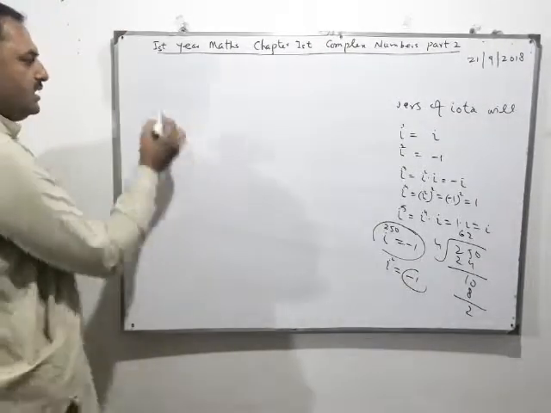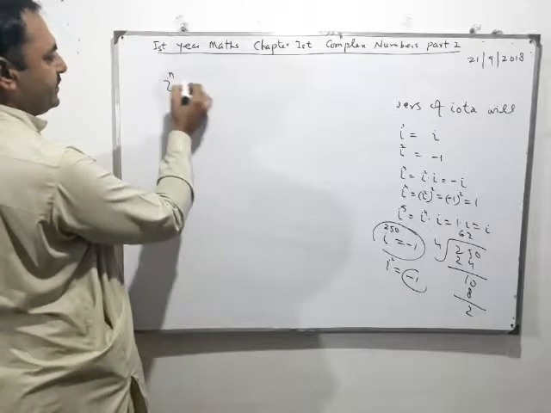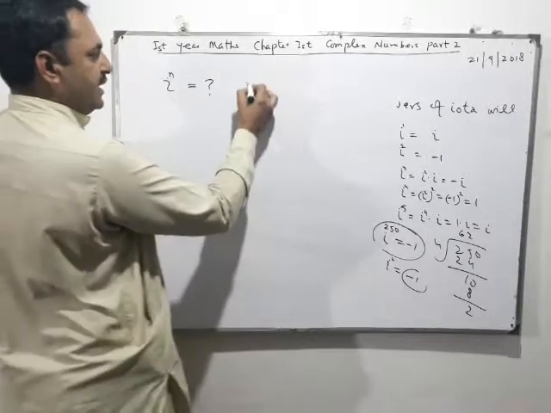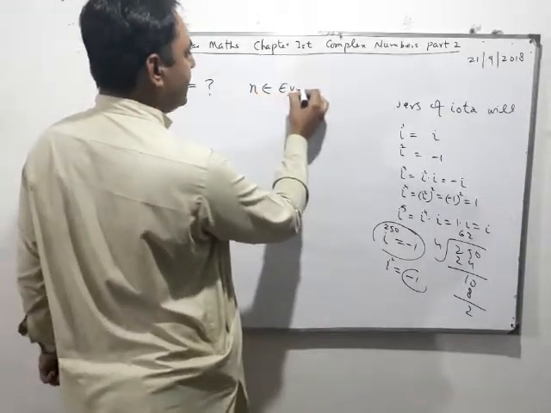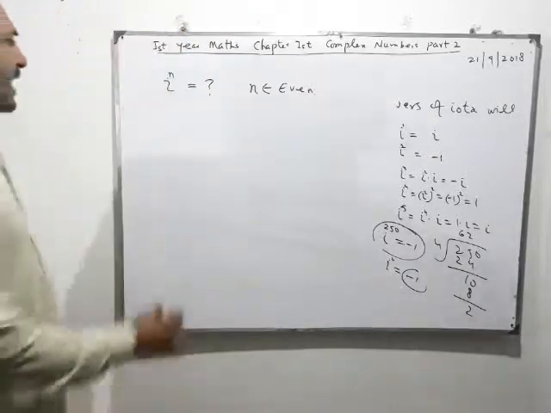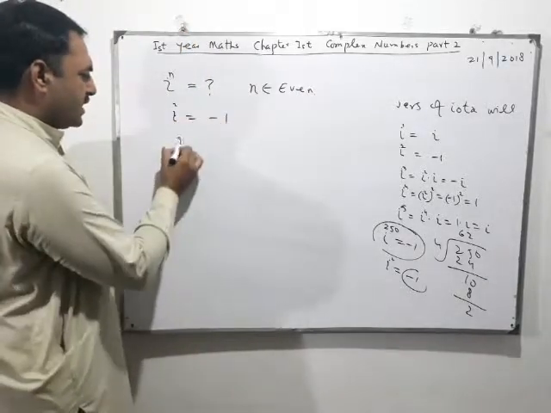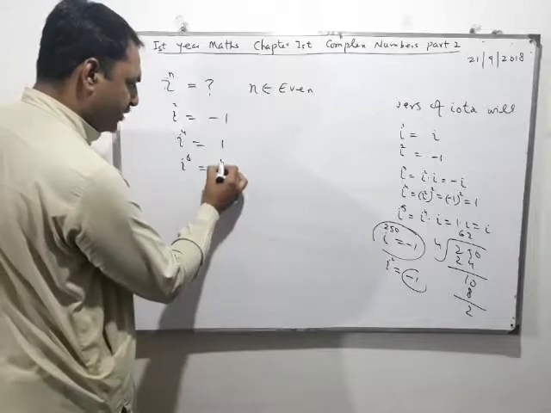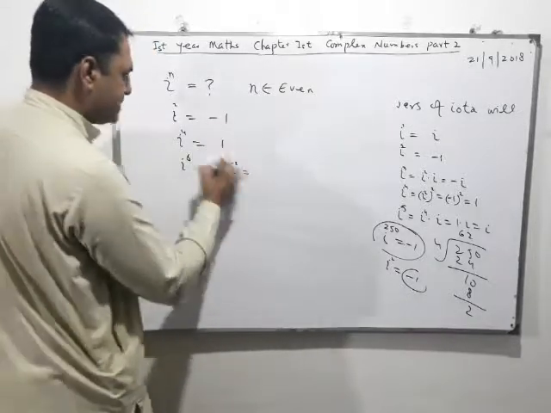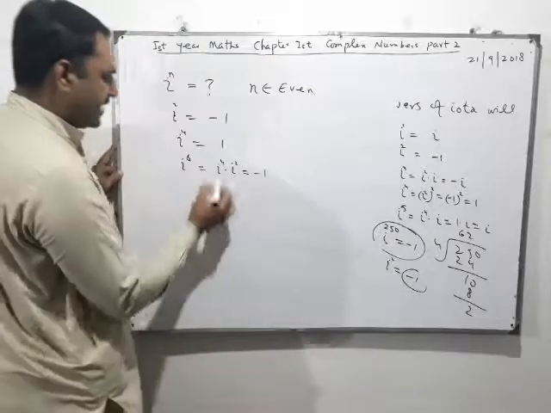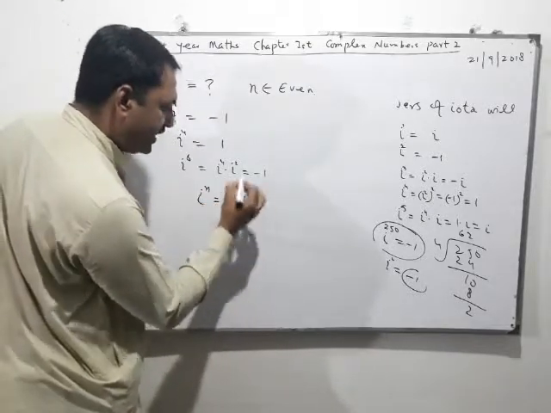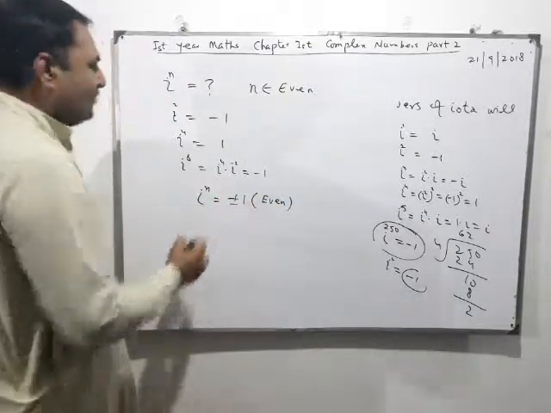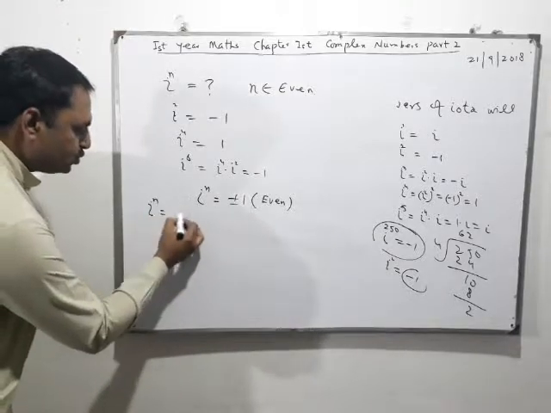If in general iota power n, let's say iota power n equal to what? If n belongs to even numbers, this will always give you like iota square equal to -1, iota 4 equal to +1. So iota 6 equal to iota 4 into iota square, iota 4 equal to 1, and iota square is minus 1, so minus 1. It means that iota power n equal to plus minus 1 if n is even.